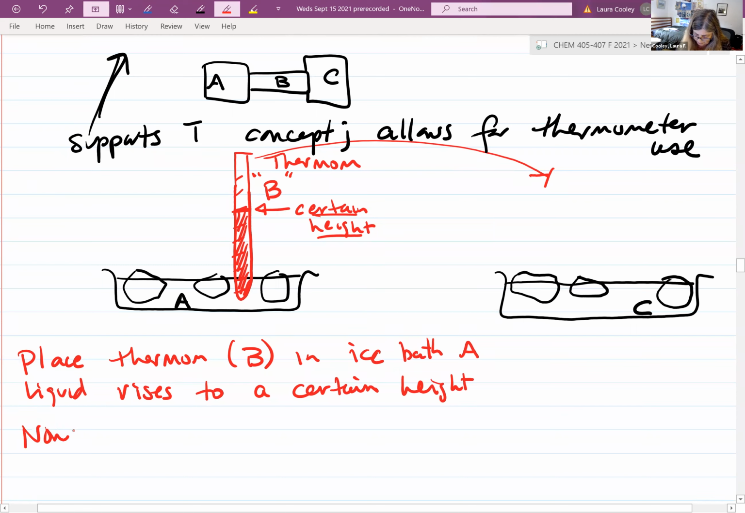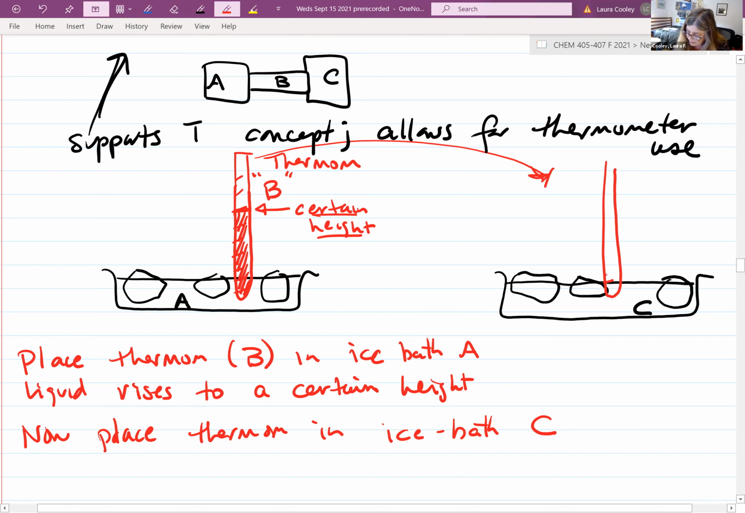Now, place thermometer in ice bath C. So I'm going to take this, put it in here. Okay, and the temperature of B is indicated by this height because this liquid expands and contracts according to the temperature. Obviously, you use thermometers. Well, actually, you don't use them too much anymore. We use these temperature probes, but anyway.